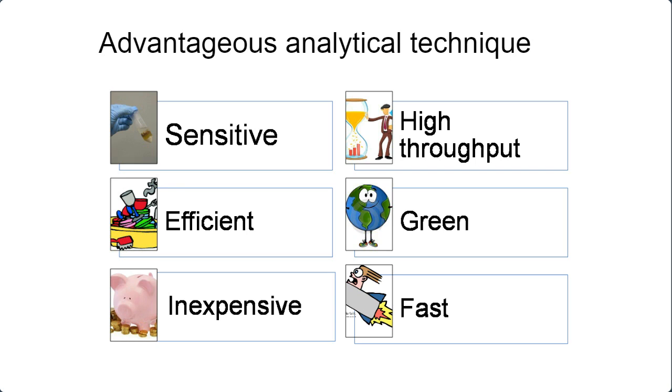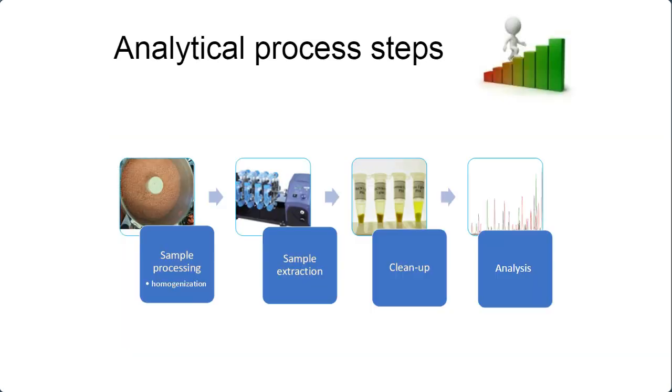So if we look into analytical process steps, the first step, when the lab receives the sample, is sample processing. The sample has to be homogenized. Then contaminants are extracted from samples.